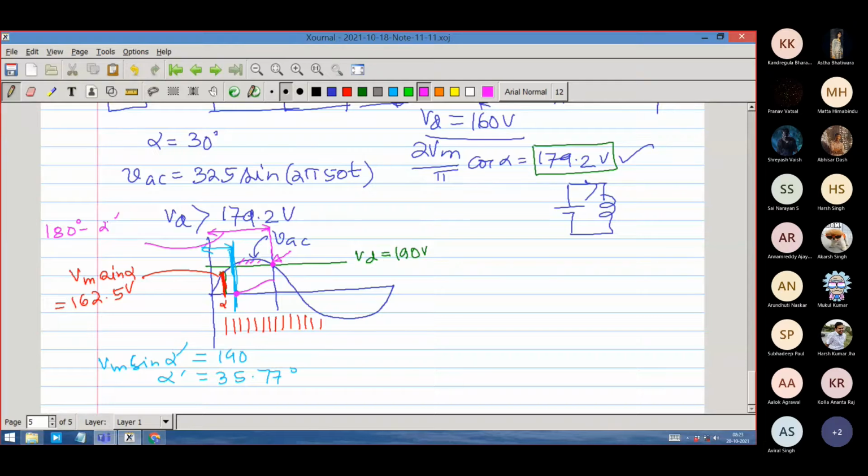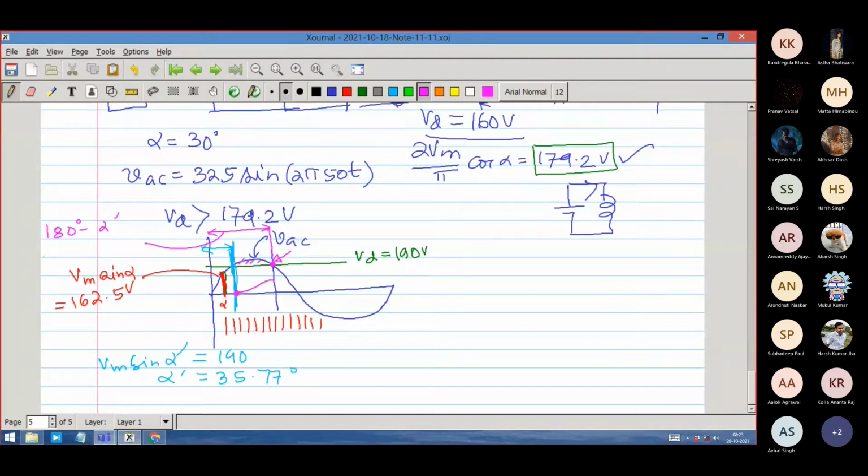till then the inductor receives a positive voltage and the current builds up in the inductor, right? So current will build up from alpha dash to 180 degree minus alpha dash. Build up means it will increment. Why? Because the voltage is positive, the current has to increase. So shape is not important here at the moment. So current will increase.